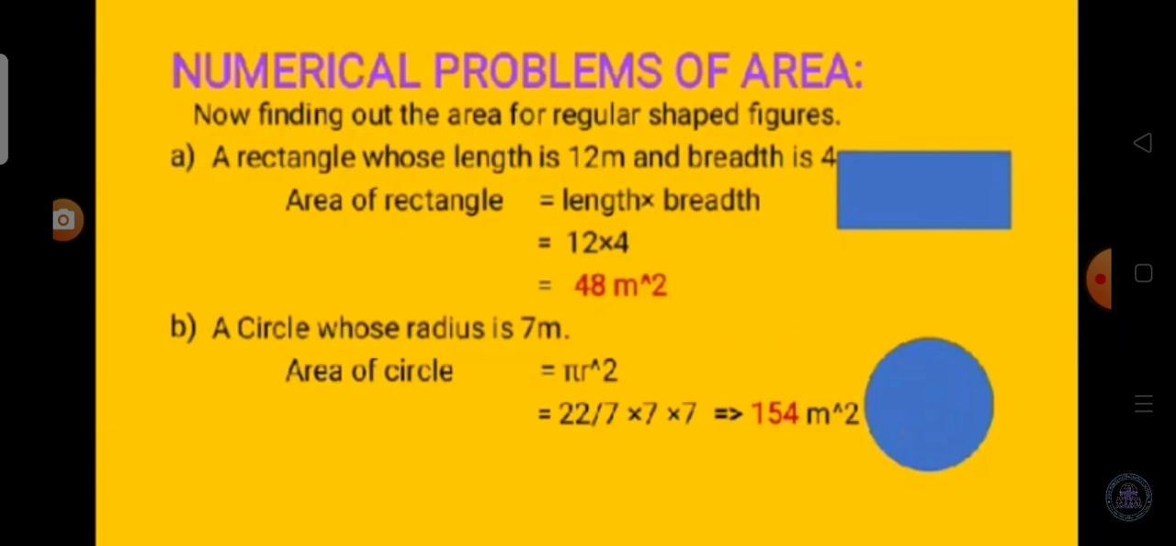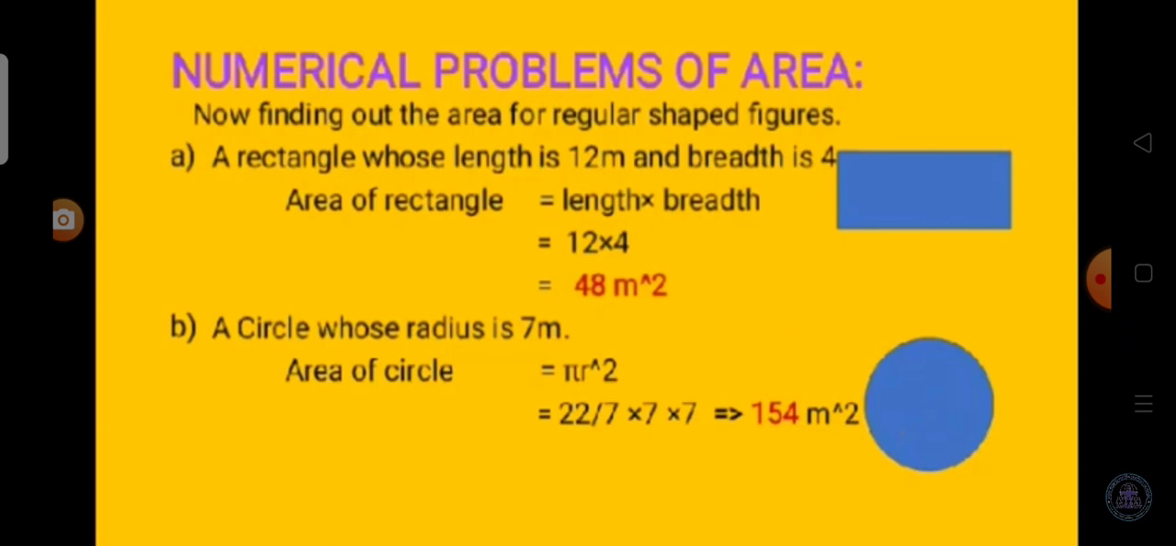Now we see some numerical problems that are related to the area. First one is the rectangle whose length is 12 meter and the breadth is 4 meter. The formula for the area of rectangle is equal to length into breadth. Now we substitute the values, that is 12 into 4. The answer is 48 meter square.